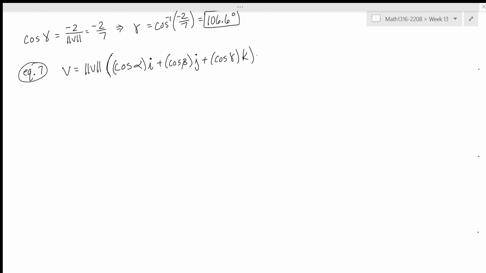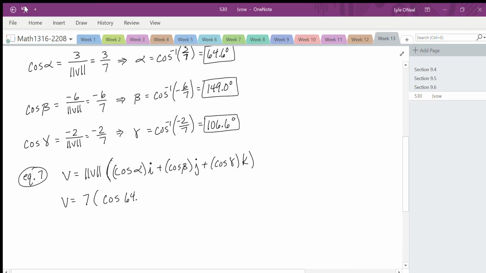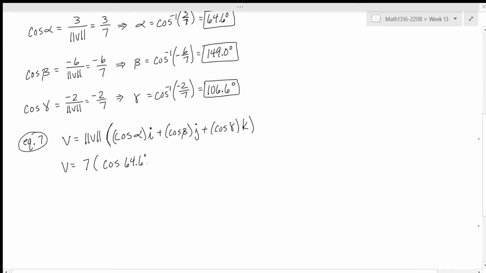So if it says find the direction angles and then write the vector in the form of equation 7, do I have everything that I need now to plug into this formula? So what was the magnitude of V? 7. And what was the cosine of? Okay, so that's actually going to be 7 times cosine of 64.6 I plus cosine 149 J plus cosine 106.6 K.